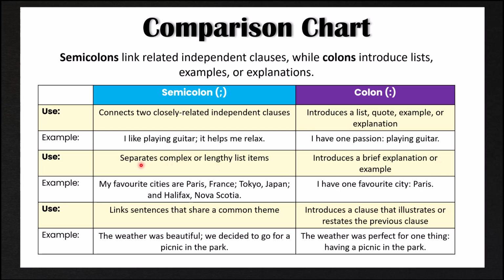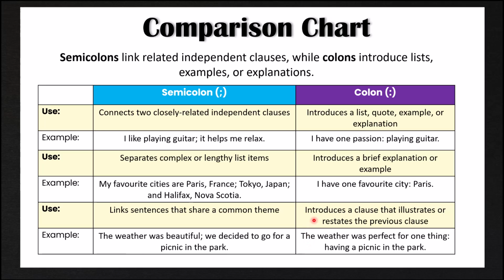Semicolons also separate complex or lengthy list items. My favorite cities are Paris, France; Tokyo, Japan; and Halifax, Nova Scotia. Whereas a colon introduces a brief explanation or example. I have one favorite city: Paris. Semicolons link sentences that share a common theme. The weather was beautiful; we decided to go for a picnic in the park.